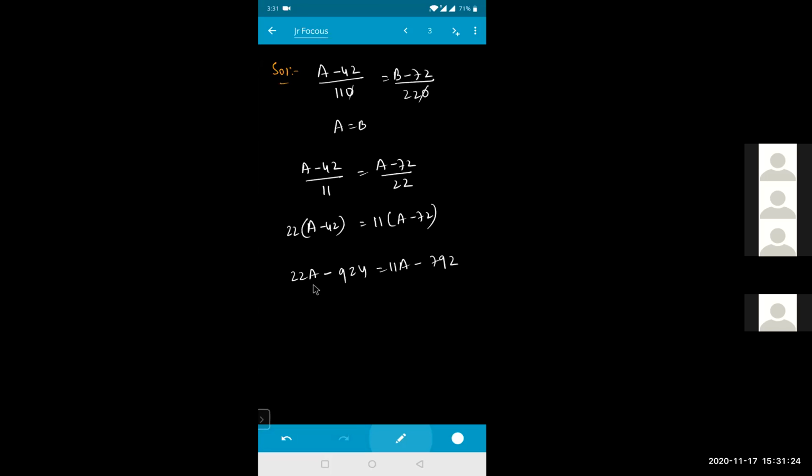All the A terms take to one side. 22A minus 924, and 11A minus 792. Take the A terms to one side. A plus A going over there will become minus, and A minus A going over there will become plus. So what will it be?